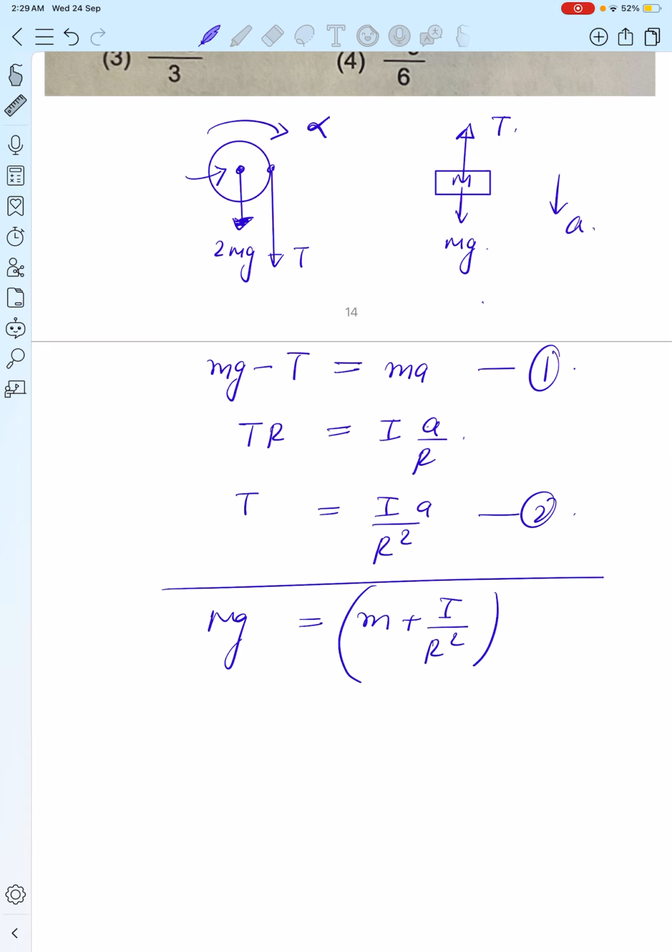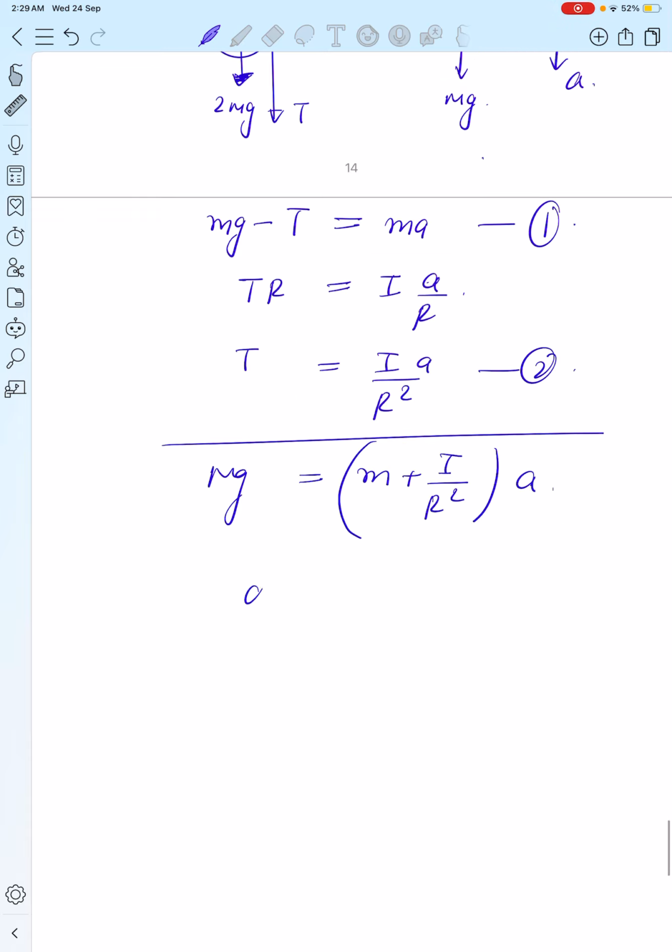Adding both of the equations, we'll get mg equals to (m plus I by r square) into a. So acceleration would become mg upon m plus inertia by r square.